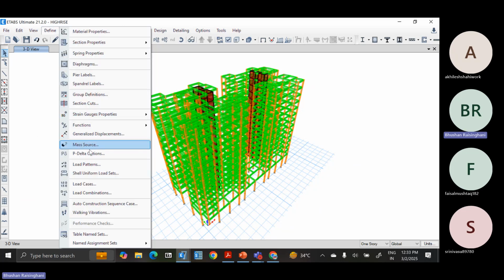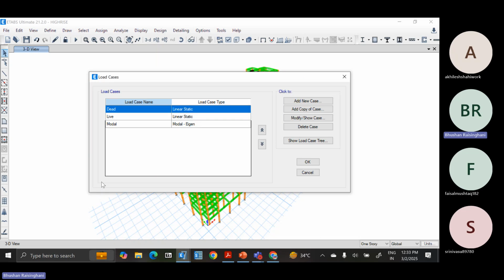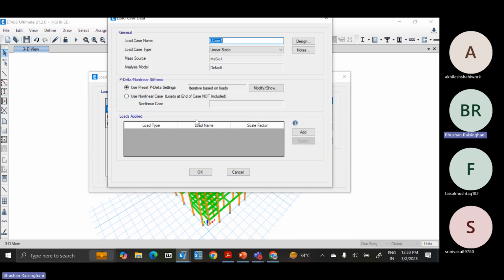Now the second definition is in your load cases. So you can add a new case, and here you see in every load case that you do, they will ask you preset P delta, do you want to use it or not? Once you click it, it will take the deformed position of the building, that is, from the initial vertical position, the column is shifted to another position. And after that, all loads are applied onto it. So that way it will take the second order effect from here.